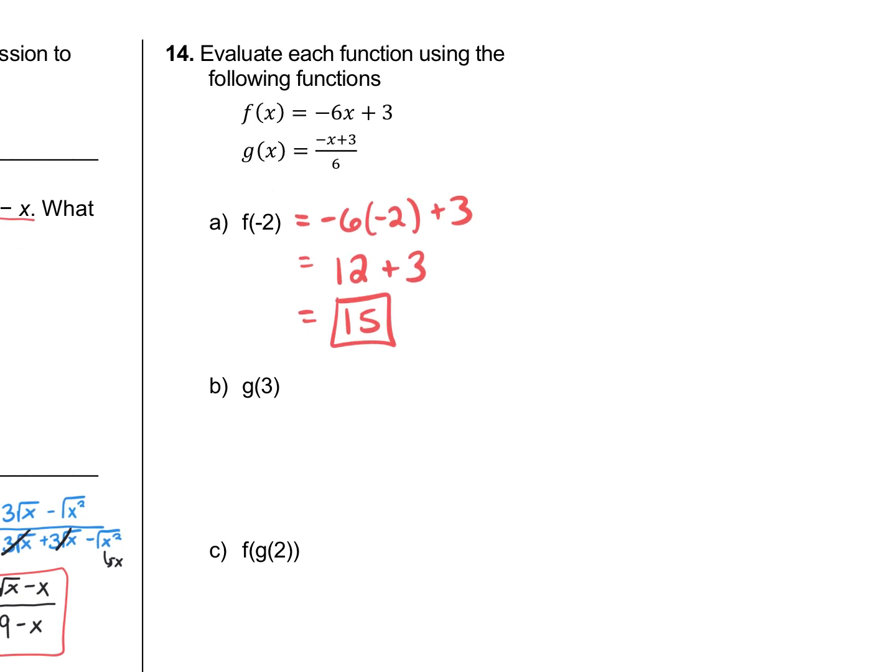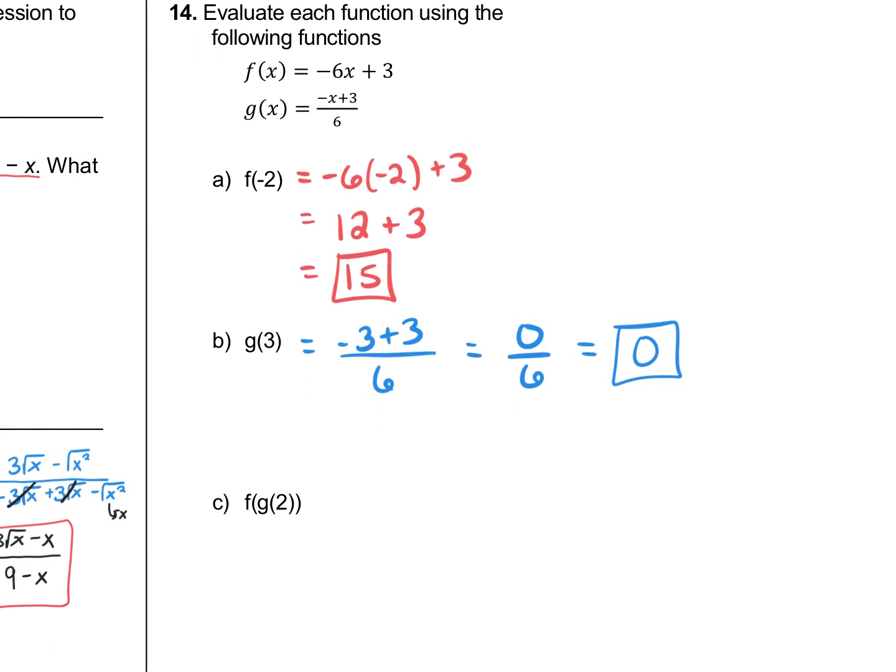Okay. B, we have g of 3. What do I do with that 3? Plug it into that x, being careful with that negative that's still there. So this turns into negative 3 plus 3 over 6. So now simplify. What happens on that top part? What's negative 3 plus 3? 0. So we have 0 over 6. What's 0 divided by 6? 0. Yep. Any 0 divided by any number is always 0.